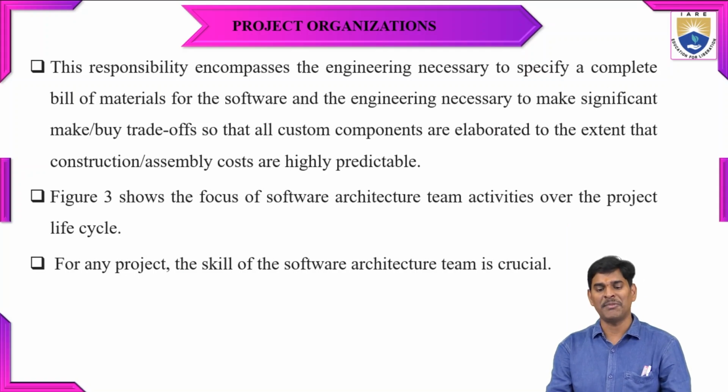Okay. So the responsibility encompasses the engineering necessary to specify a complete bill of materials. So they need to check what are the different types of materials they need to incorporate in the software as well as the engineering. And they need to check what are the custom components and the commercial components. Okay. So they need to determine the construction of the assembly cost and predict the cost of each and every material. Okay.